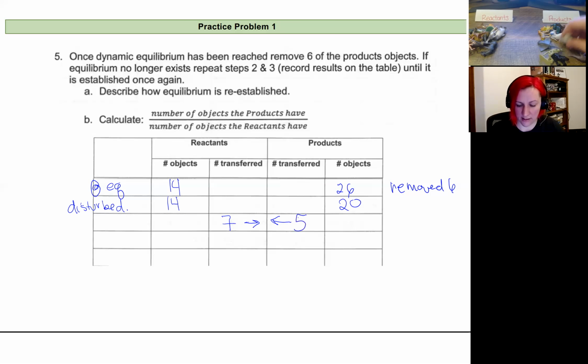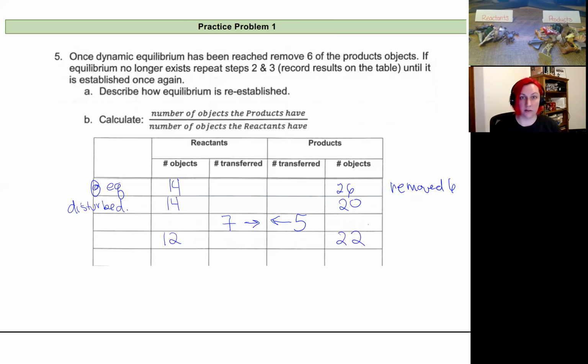So let's take these: 1, 2, 3, 4, 5. All right. So I transfer 5 to my reactants and 7 to my products at the same time. And I'm going to end up with a value that is going to be 22 and 12. So I'll have 12 here and 22 here.